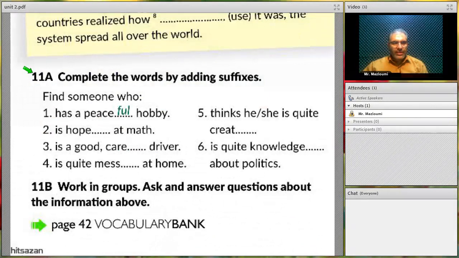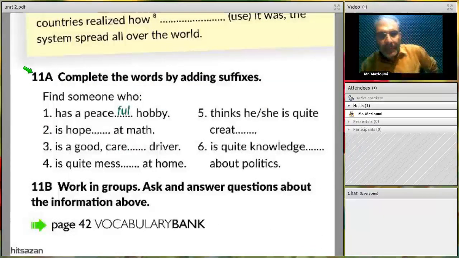Well, exercise 11A. Complete the words by adding suffixes. Remember, we discussed the suffixes. We had some in exercise 9B.